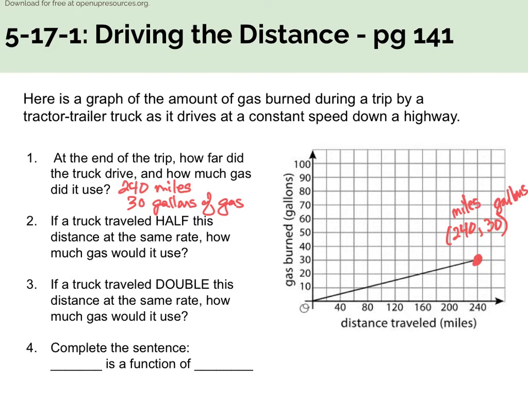So let's think about it. If the truck traveled half the distance at the same rate, how much gas would it use? If we went half the distance, that means we're going to do half the gallons. So what would that be? That's going to be 30 divided by 2, which is 15 gallons of gas. What if it doubled? Doubling, we have the 30 and we're going to double it. That means we're going to do 60 gallons of gas.